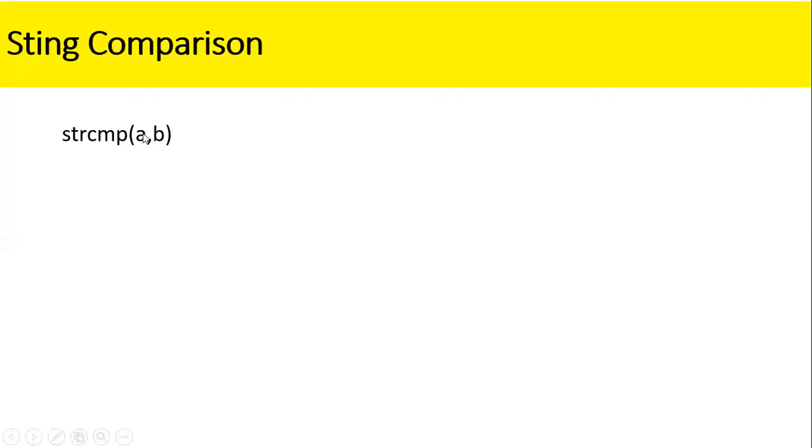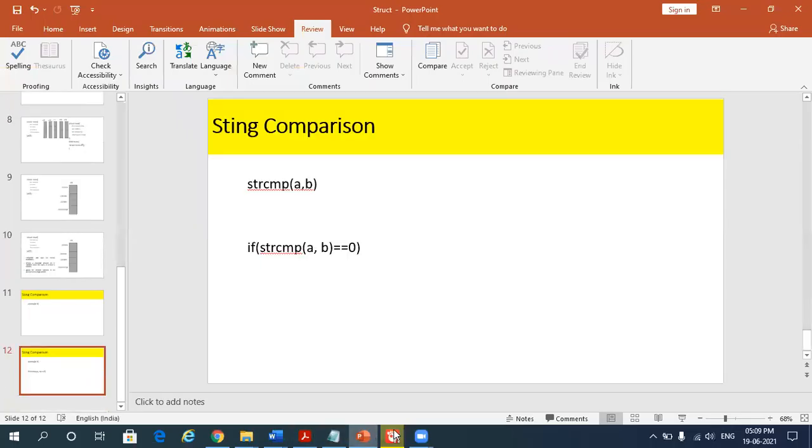If it returns some other integer, and if it returns 0, it means that both a and b are same. Okay, so it works like this: strcmp(a, b) == 0. Is it equal to 0? It means we are checking the condition whether a and b are same. Okay, through that. And now we'll see our program.